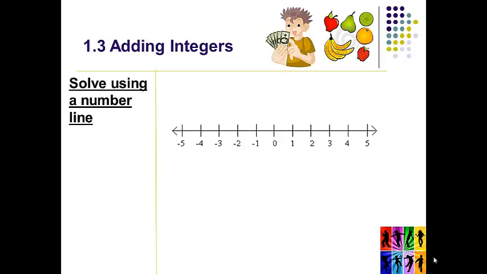Hi, today we're going to be talking about adding integers, and hopefully you remember some of it from 6th grade.